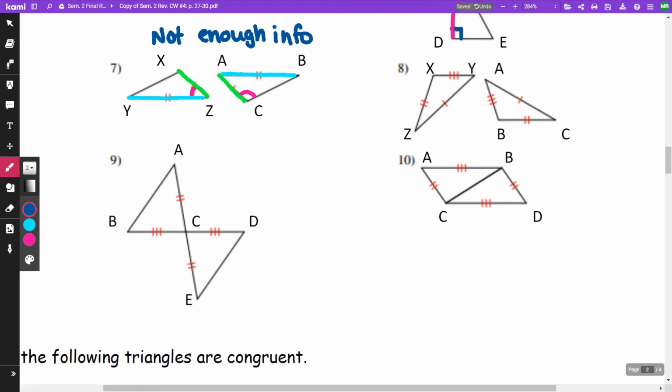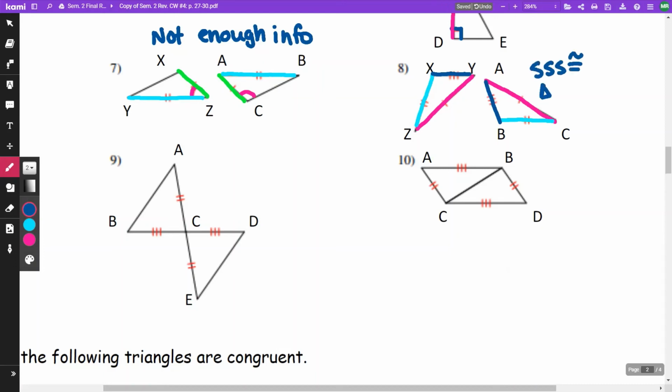Okay, on number 8, I have a single mark and a single mark. I have a double mark and a double mark. And I have a triple mark and a triple mark. So these triangles are going to be congruent by side, side, side.